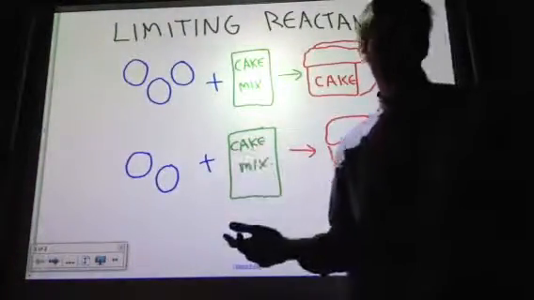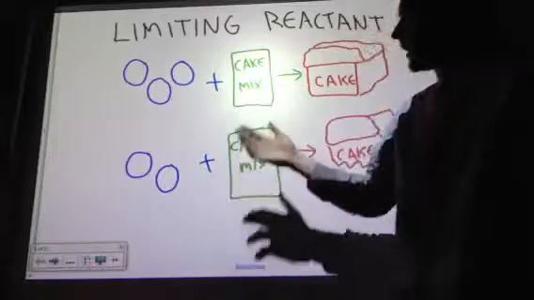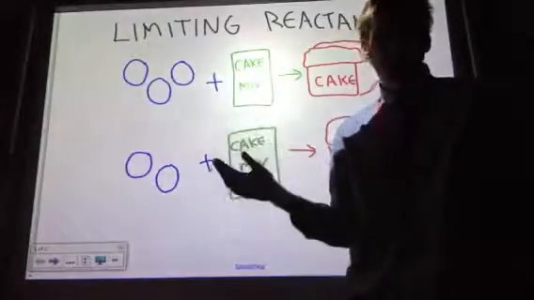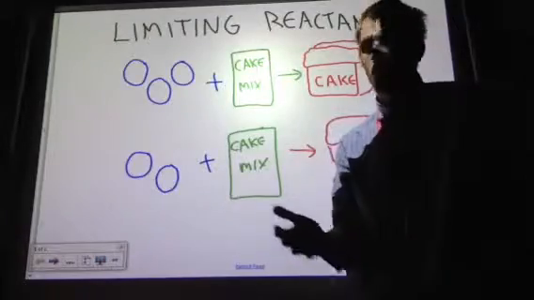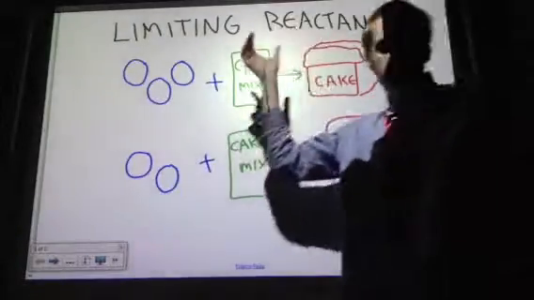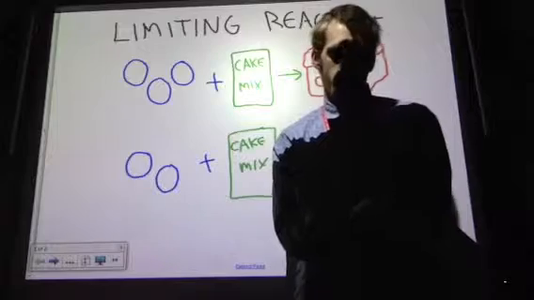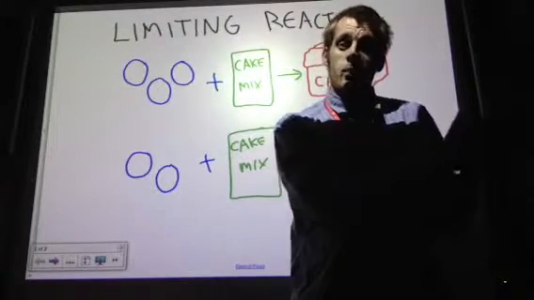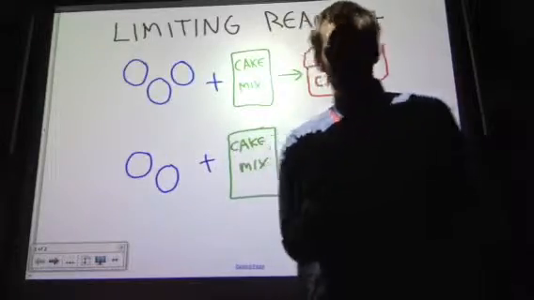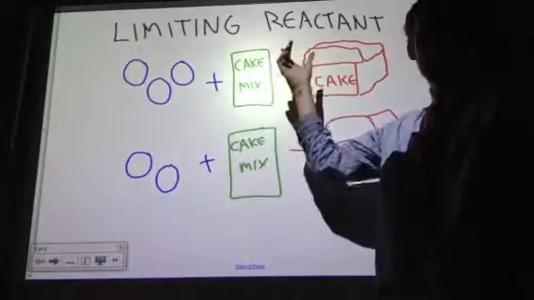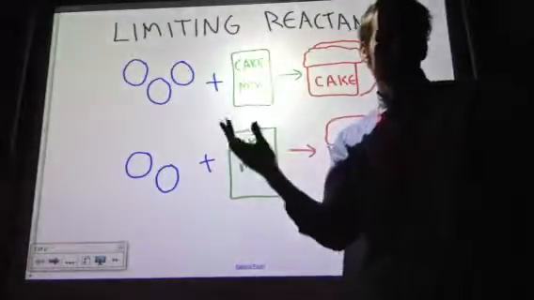Limiting reactants. Alright? Now, limiting reactants basically means something that limits the reaction. So, a reactant is the thing that you start with. A product is the thing that you end up with. So you start with reactants, you get the products. So a limiting reactant is something that's limiting the reaction.